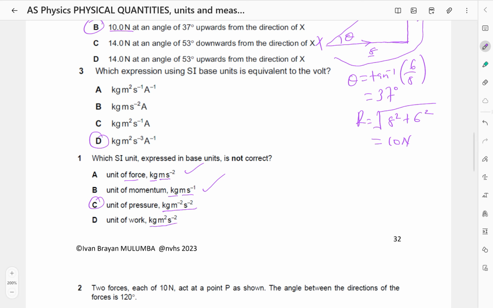The unit of work is the same as that of, sorry, this is not the unit of energy. For pressure, it is force, which is kilogram meters per second squared, divided by area, which is meters squared. So this will be equal to kilogram per meter per second squared. It's not per meter squared, so that is wrong. For work done, it's the same as energy, which is kilogram meter squared per second squared. That is correct. So our answer here is going to be C.